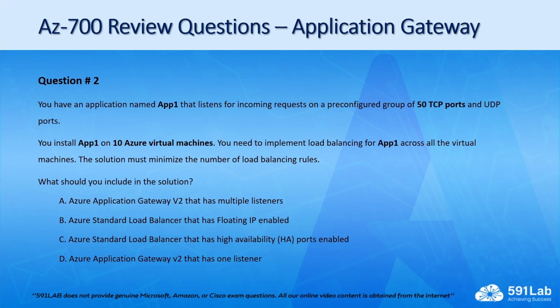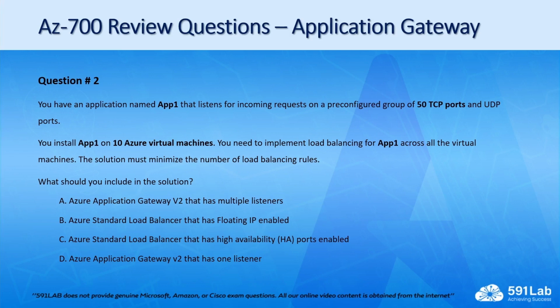Okay, the question says we have 10 virtual machines. Inside those 10 virtual machines, we have installed one application which is called App1. Now 50 different TCP ports incoming request means multiple requests are going to come. Okay, and we have to design a solution. Let's look at the options here.